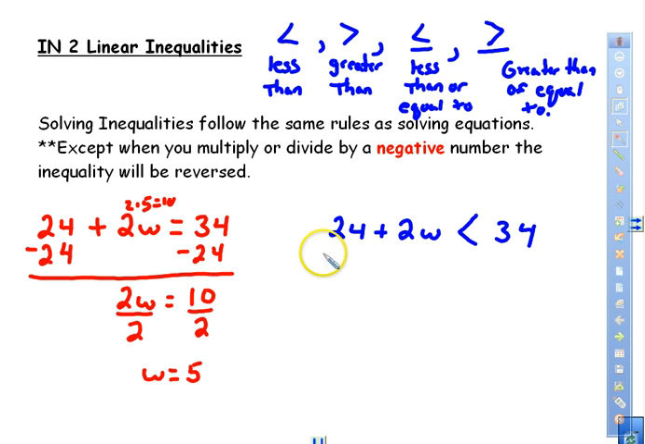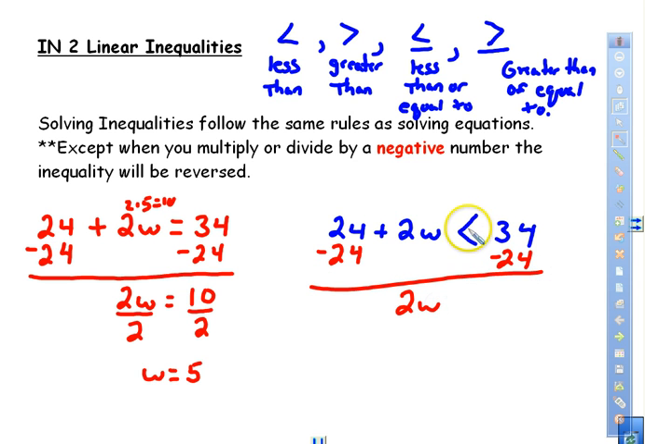So now let's look at my inequality. You do it the exact same way. Subtract a negative, or add a negative 24 to both sides. So when you do that, you get 2w. You then need to bring down my less than sign, and this is now 10. Now you're going to divide both sides by 2, and then you get w is less than 5.